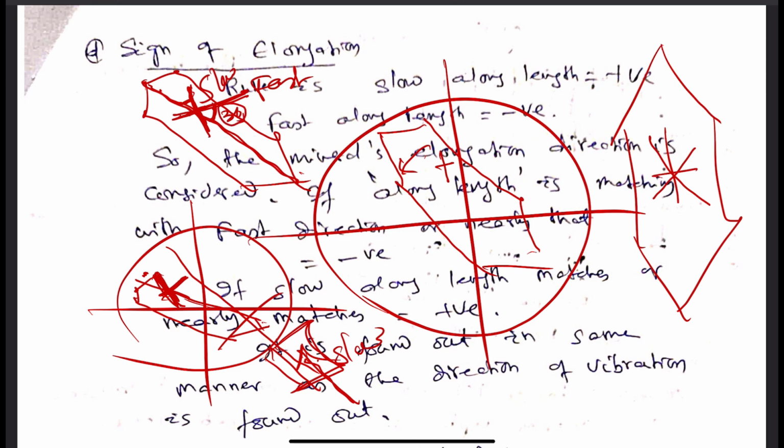If this is small, then this will be fast. Let us say this is 60 degrees, it is 60 degrees away from this direction. This is 30 degrees away. So fast is closer to the elongation direction. So it will be considered as nearly fast. So fast along length.